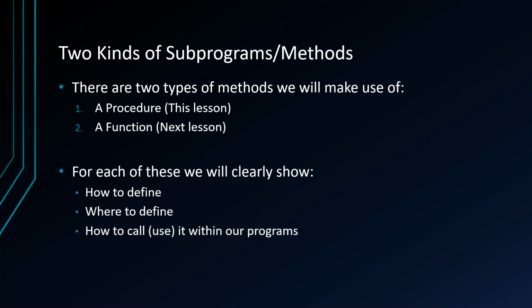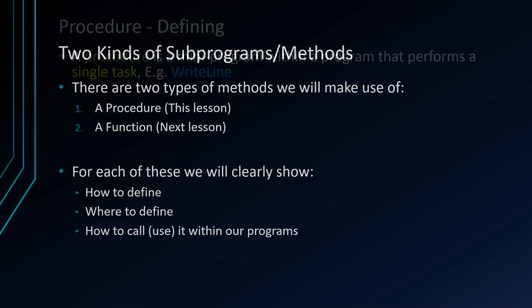So for each one of these things, we are going to clearly show how to define them, where to define them, that's always important, and how to call it within our programs. Call is the term we say to execute. So I can call a variable, which really means just retrieve the value. I can also call a method, which means retrieve those instructions, and almost like copy and paste those instructions right there on the spot. And it says execute. Well, okay. How? What does that actually mean?